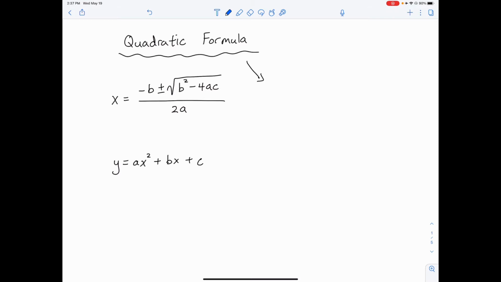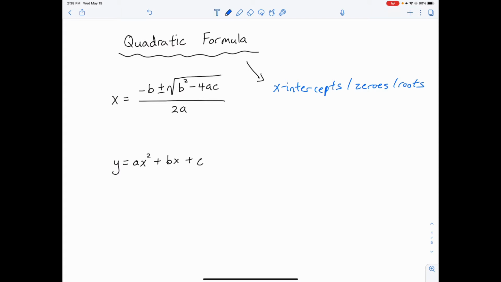So we know the formula to be x is equal to negative b plus or minus the square root of b squared minus 4ac, all of that over 2a. Now we use this to help us find the x-intercepts. X-intercepts are also known as your zeros, your roots. These are all basically synonymous terms to find the same thing.